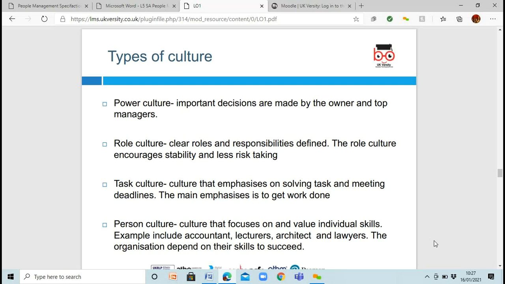Task culture. So the culture that emphasizes solving tasks and meeting deadlines. So this just focuses on getting the job done. And then the person culture. It focuses on and values individual skills. So, as an example, if there's accountants, lecturers, architects, or lawyers, you're being skill focused or person focused with them.